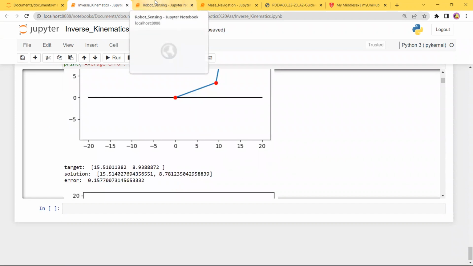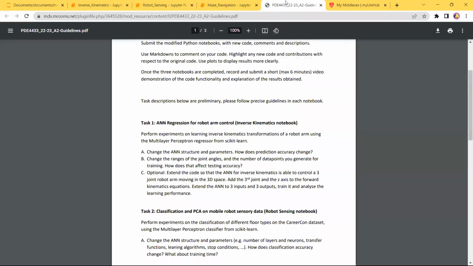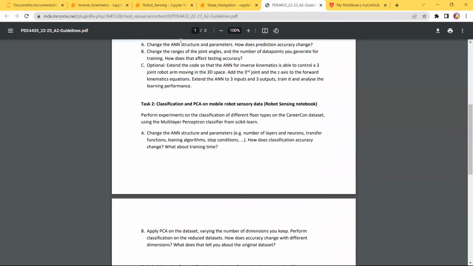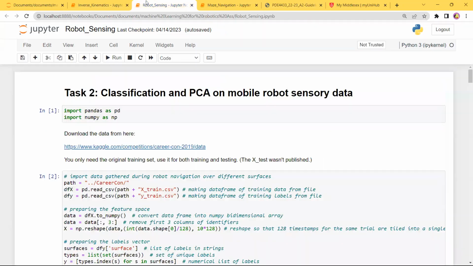So the second one is the second assignment. We are told to change the ranges of the joint angles and use, okay, for task 2, for the robot sensing, we are to perform experiments on classification of different floor types, change the structure and parameters, and the rest of them. So let's go to robot sensing.